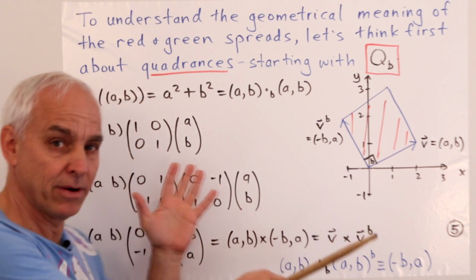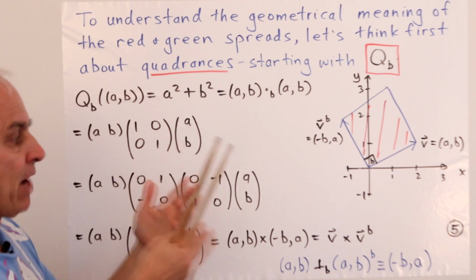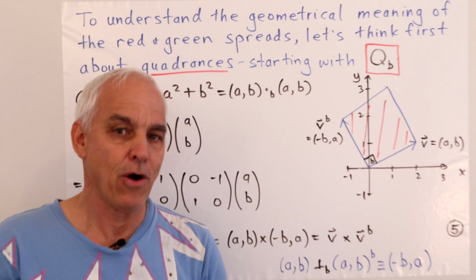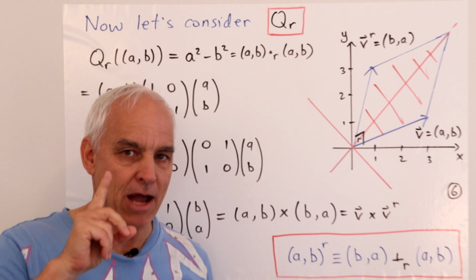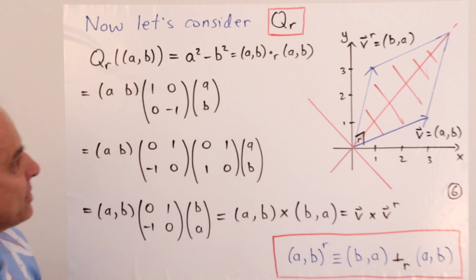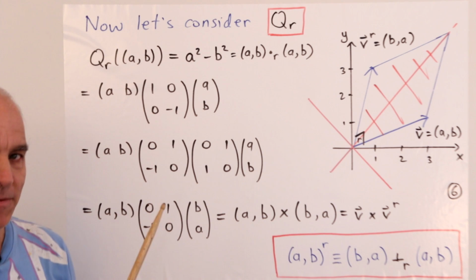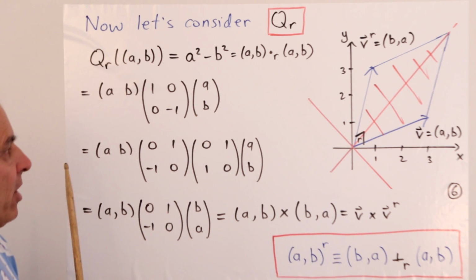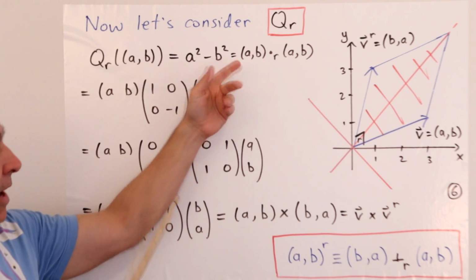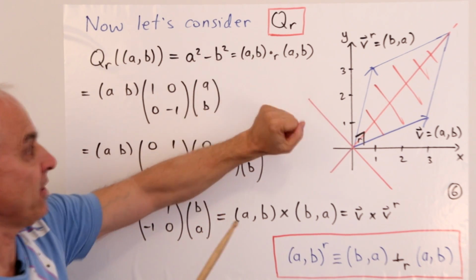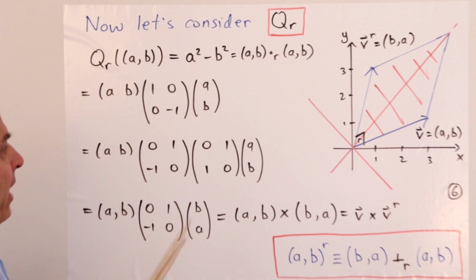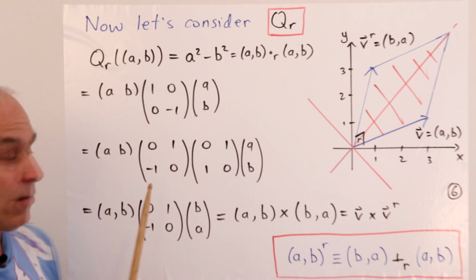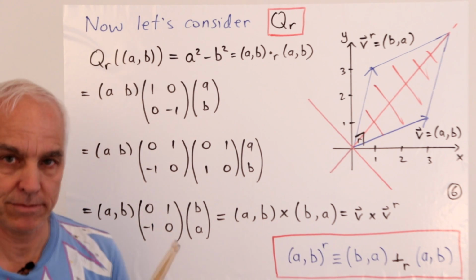Okay, so this is familiar, but we want to see how the corresponding situation holds for the red and the green quadrances. So let's play the same game now with the red quadrance. Let's take a vector ab, the same one, and look at its red quadrance, Q sub r. Well, we know that's a squared minus b squared. And that's the dot product of the vector with itself with respect to the red bilinear form, or the red dot product. And we know in terms of vectors and matrices, we can write it like this. Instead of having an identity matrix here, we have the matrix 1, 0, 0, minus 1.